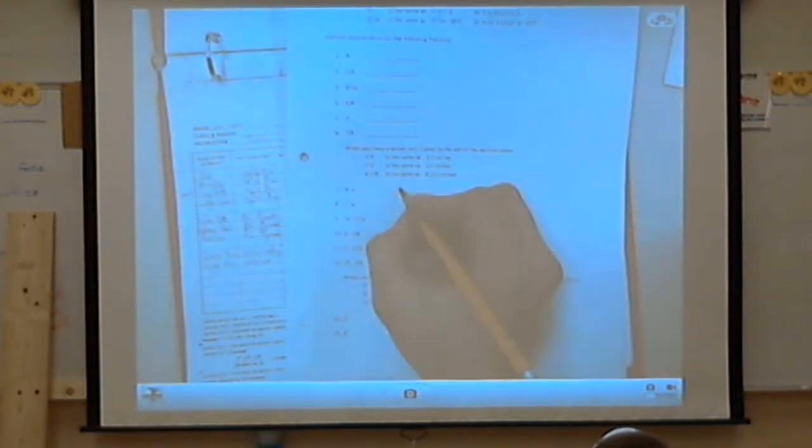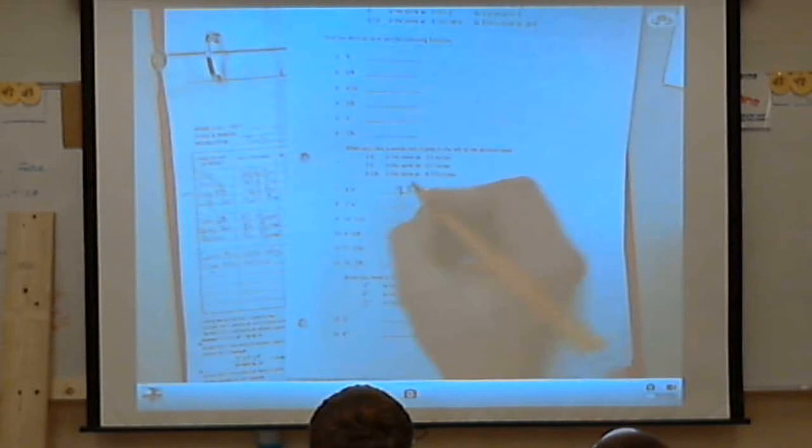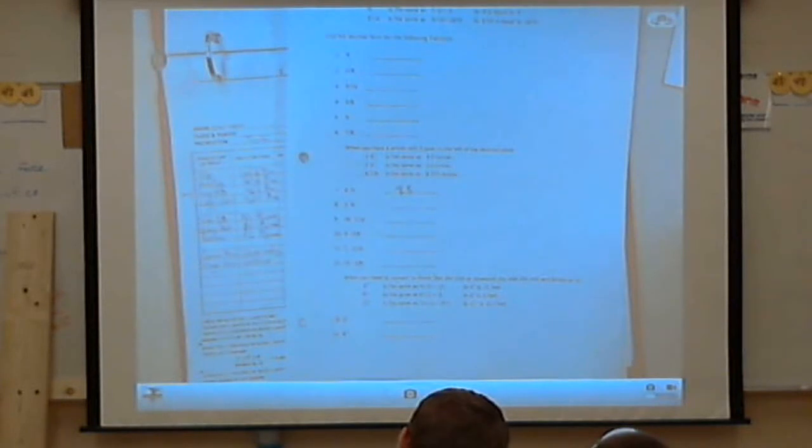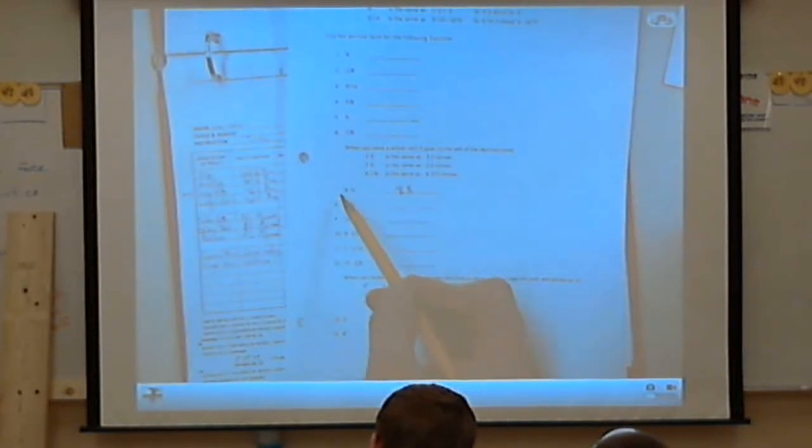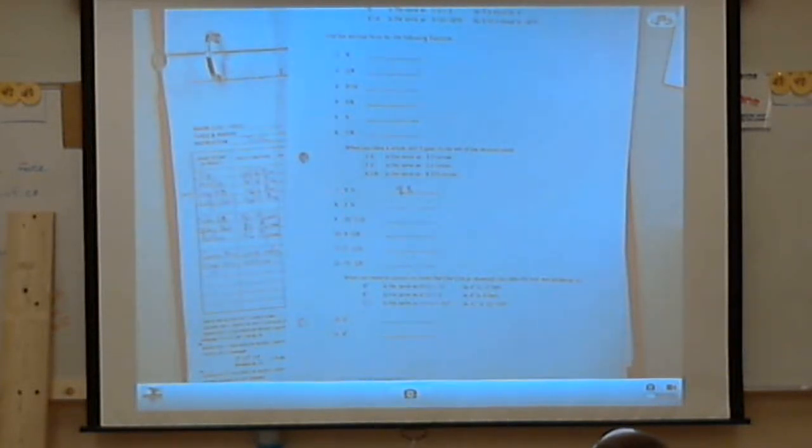8.5, right? Because we're converting to whole inches. So on a tape measure, you have 8.5 inches. Okay? So you don't have a full inch.